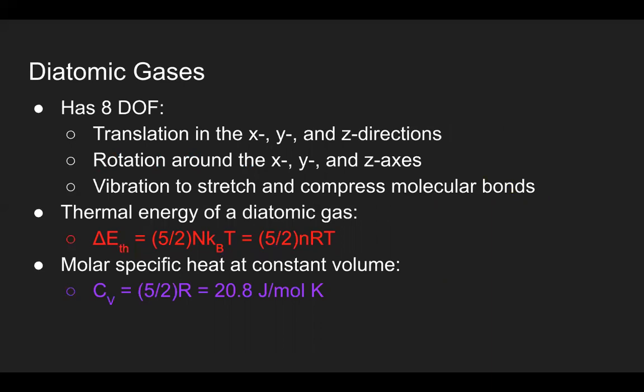Diatomic gases are a bit more complex in that they have 8 degrees of freedom. To break things down, 3 degrees of freedom are translational motion in the x, y, and z directions. 3 more degrees of freedom are rotational motion around the x, y, and z axes, and 2 degrees of freedom deal with vibration of the molecules. Although we don't have to know every little detail about diatomic gases, we just need to know that they have their own equation for thermal energy and value for molar specific heat at constant volume, which are shown here.